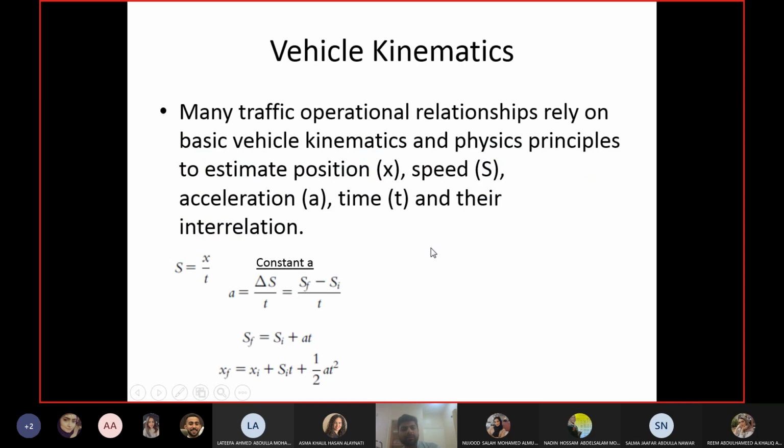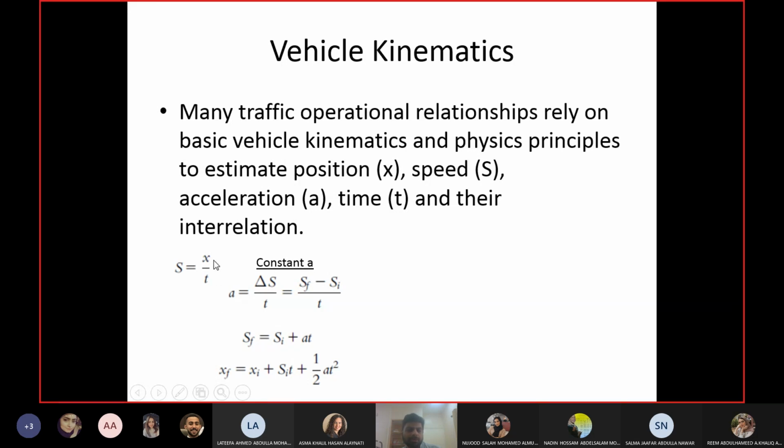Okay, now we'll move on to vehicle kinematics. There are many relationships related to traffic flow which depend upon vehicle kinematics and the basic principles of physics. We have discussed them in the traffic engineering and highway engineering courses as well, so we are just going through them again here. These are all coming from physics, part of the kinematics of any moving body, vehicle or otherwise. They will follow these relationships.